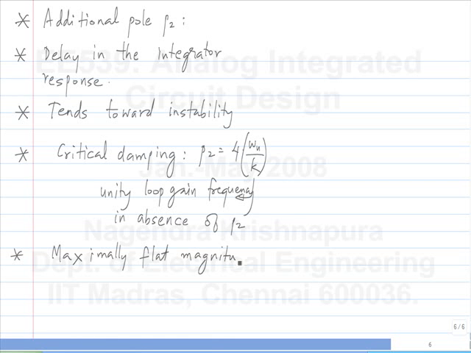And you have maximally flat magnitude response when P2 is 2 times omega u by k. Basically, a lot of ringing in the time domain response.